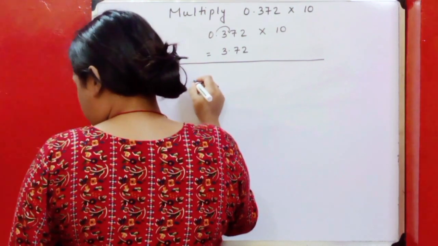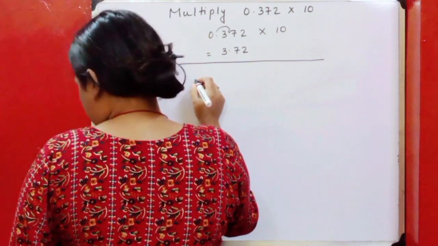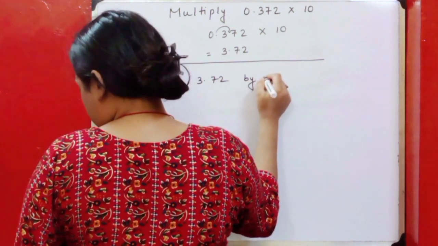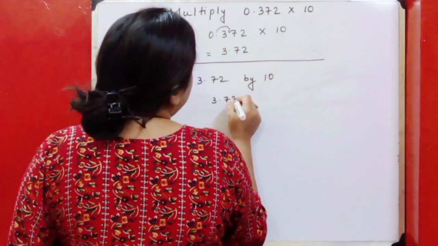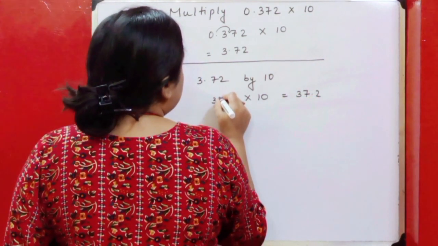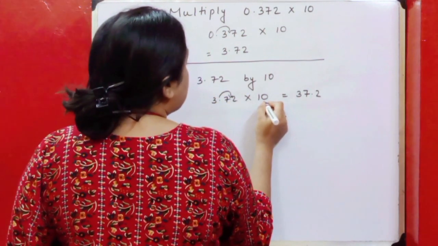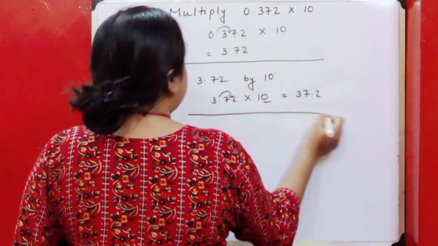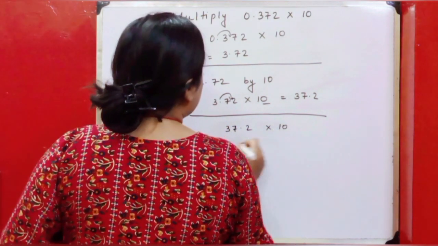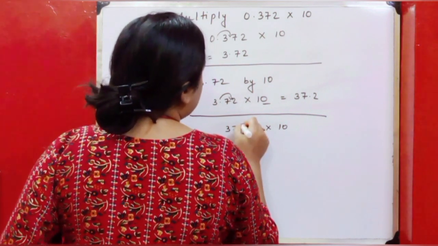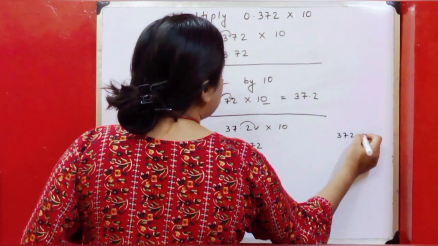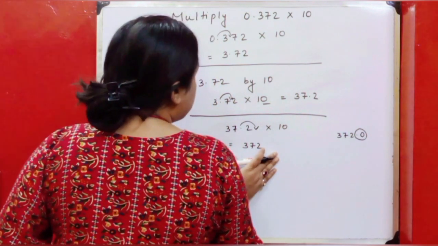Next, 3.72 multiplied by 10, so it will be 37.2. The decimal will be shifted one place. Why? Because here is 10. So 37.2 multiplied by 10 is 372. This will be shifted here and here is 0.0. 372.0, this thing has no value. So the answer will be 372.